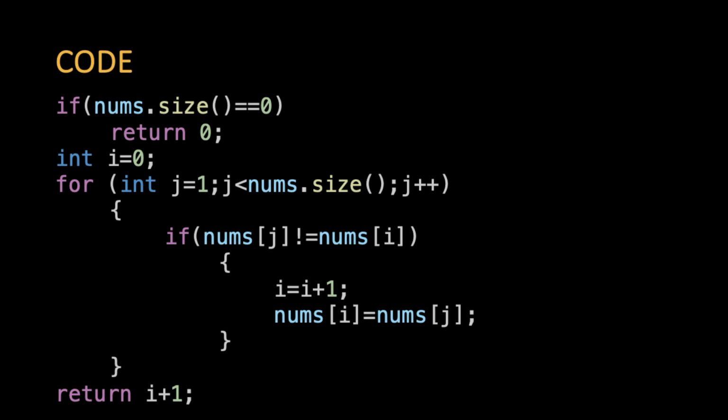The first condition we are checking, if nums of j is not equal to nums of I, that means we have encountered a unique record. If we encounter a unique record, we will increment I with I plus 1 and create a space, and again at the ith index we will insert the unique record, that is nums of I is equal to nums of j, and at the last we will have all the unique elements till ith index. And if we want to return how many unique records we encountered, we will simply return I plus 1.